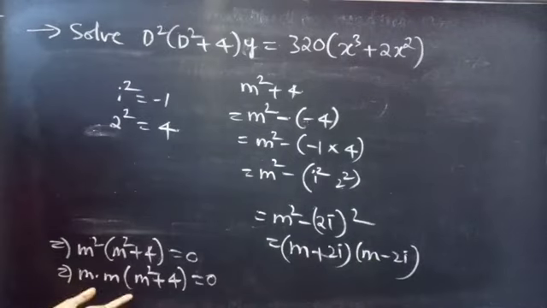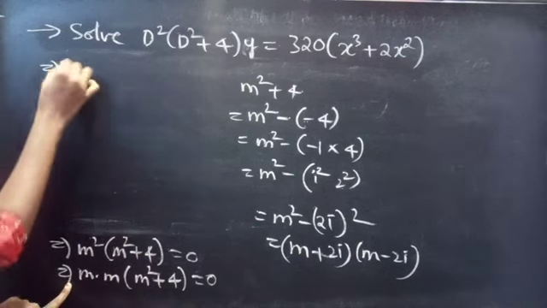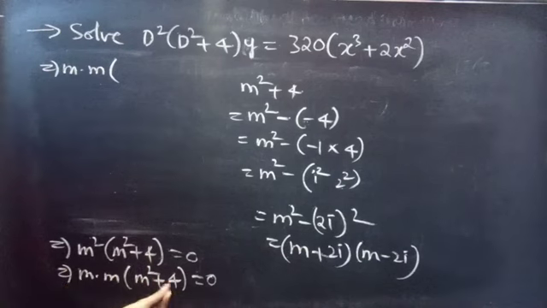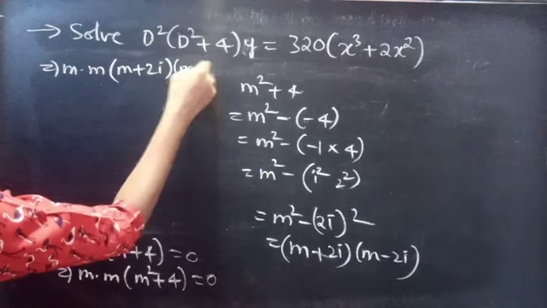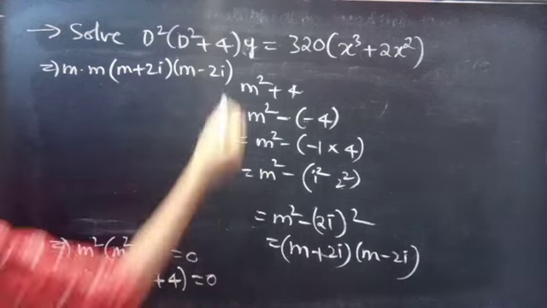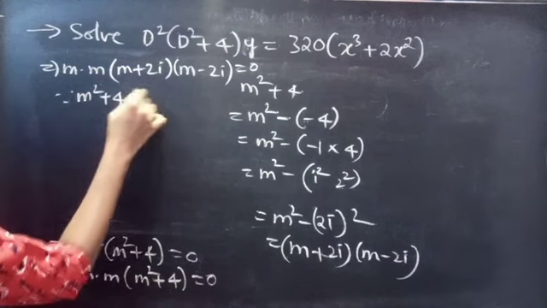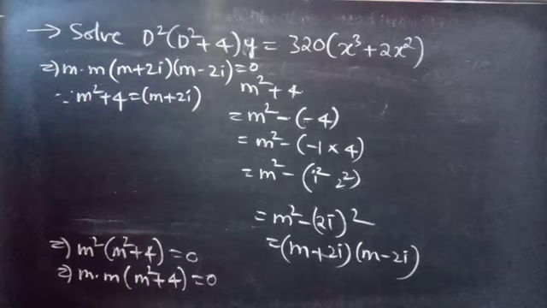Now our auxiliary equation becomes m squared into m plus 2i into m minus 2i equals to 0, since m squared plus 4 equals to the product of m plus 2i and m minus 2i.